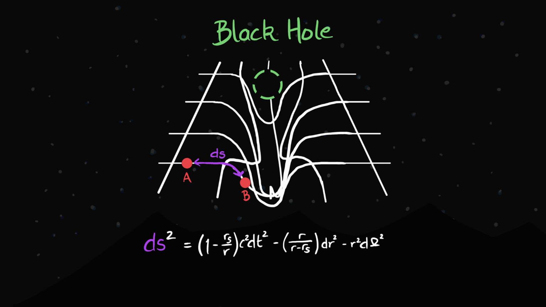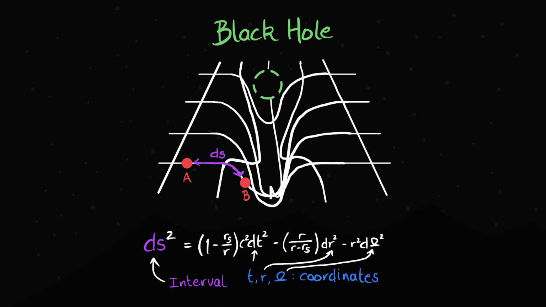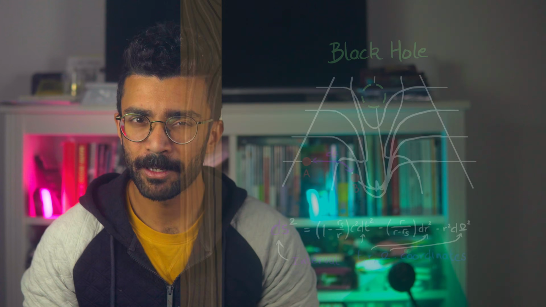The Schwarzschild solution is basically the equivalent of this if we consider space-time rather than just space, and in this space-time there is a spherical mass, like a black hole, at the center. ds here represents the interval, which is what we call it when we study space-time, and these quantities are just different coordinates.